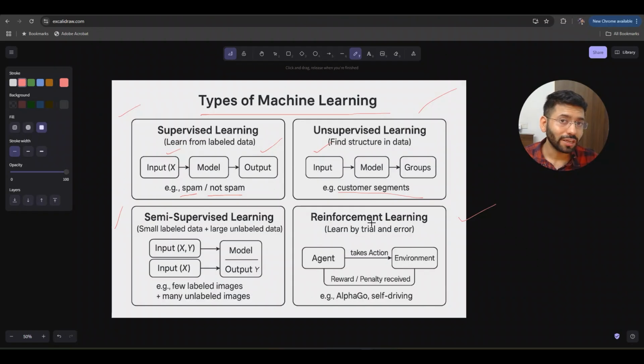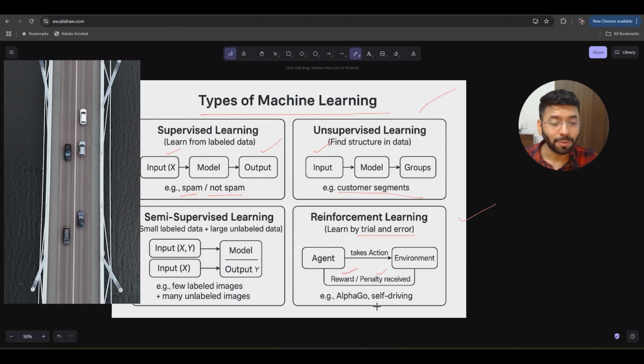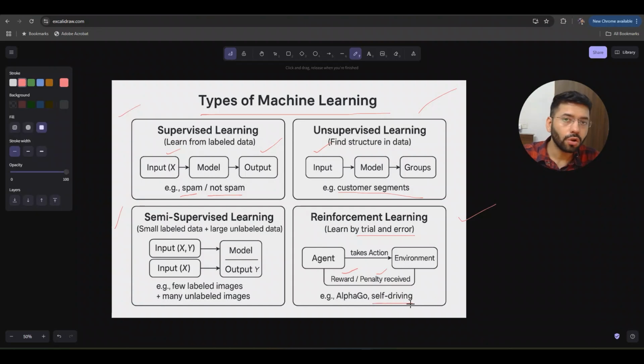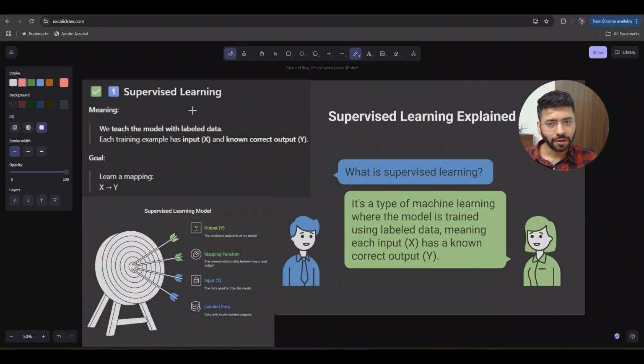And talking about the fourth category, which is reinforcement learning, it means that you learn by trial and error. In this, you don't have anything defined initially. You just take your action, and based on the action, you get to know whether you get a reward or penalty. Based on that, you learn whether it was a good thing or a bad thing, whether to repeat it or not. An example can be self-driving. So now let's pick each of these categories and check them in detail so that you get more clarity. First, let's talk about supervised learning.